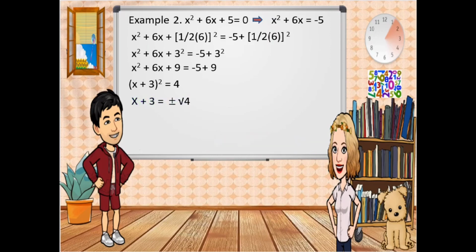By the addition property of equality, x is equal to negative 3 plus or minus 2. So x is equal to negative 3 plus 2, which is equal to negative 1, and negative 3 minus 2 is equal to negative 5. So the values of x are negative 1 and negative 5.